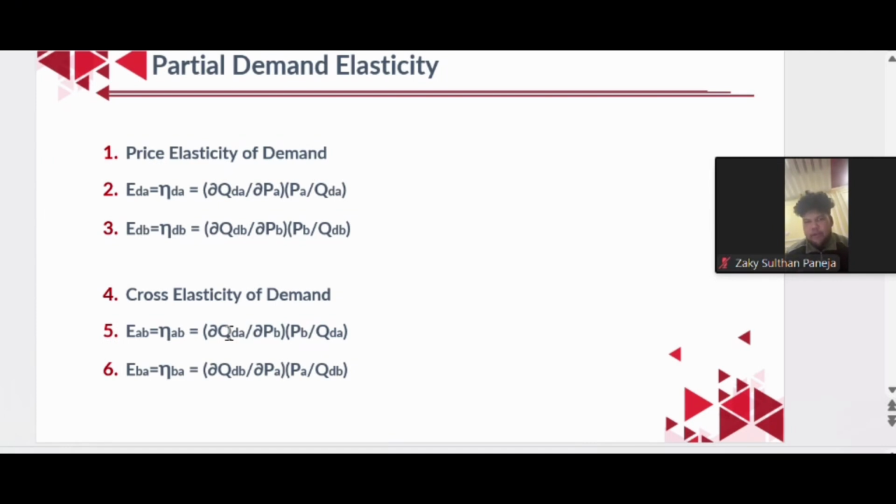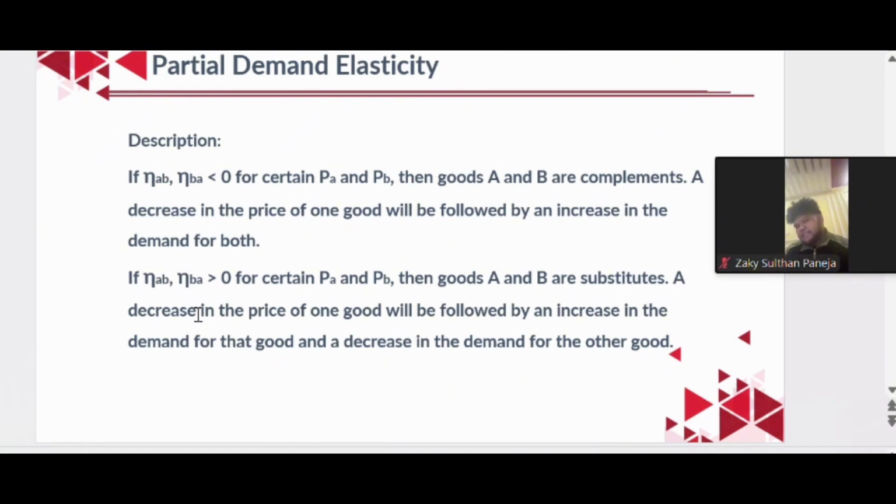The next is the partial demand elasticity, the price elasticity of demand. We have the elasticity of demand for A and the elasticity of demand for B. This is the example, and the cross elasticity of demand is the elasticity of demand for good A with respect to the price of good B. And this is the description of the partial demand elasticity.